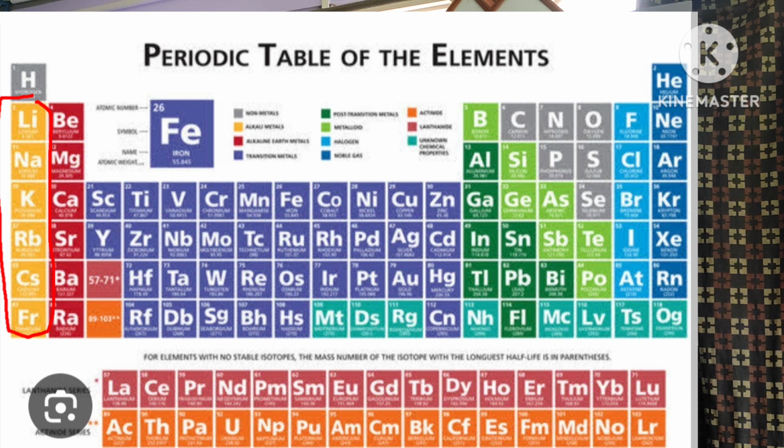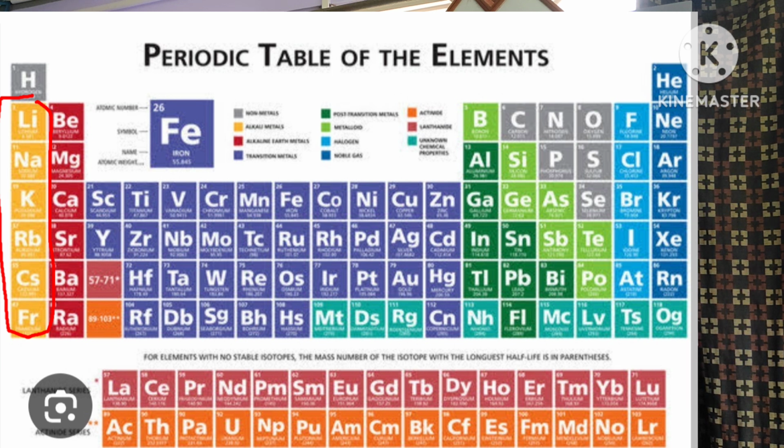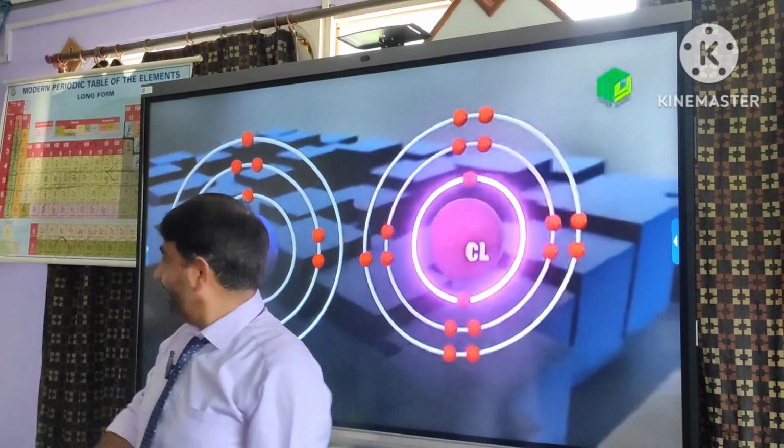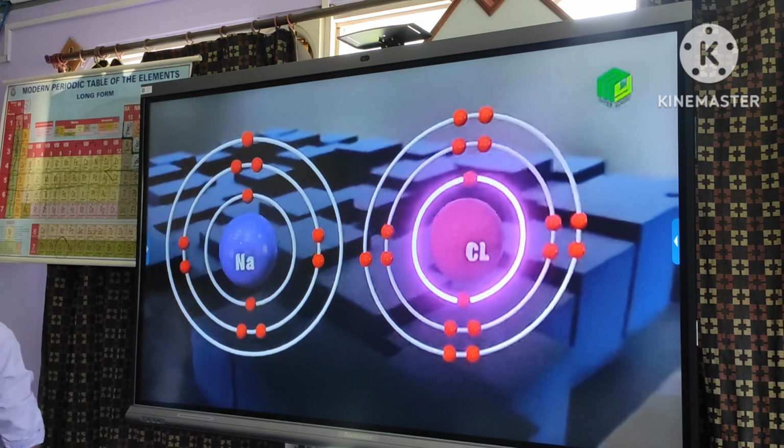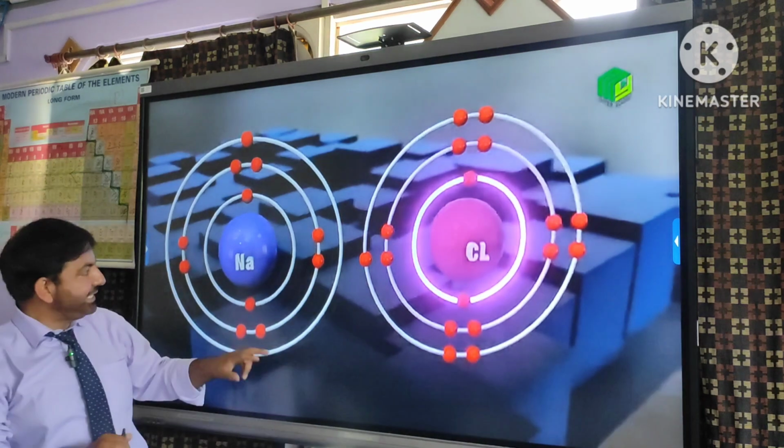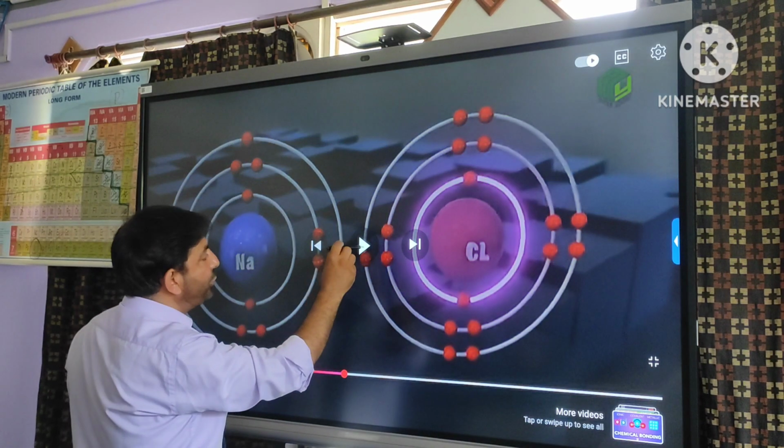Now listen. This first group has lithium, sodium, potassium, rubidium, cesium, francium. So all these elements can donate how many electrons? 1 electron. Is it okay? Yes, sir. And this group is the second group. It can donate how many electrons? 2 electrons. Okay, now you have seen. I will play this video again. Then you have a worksheet.